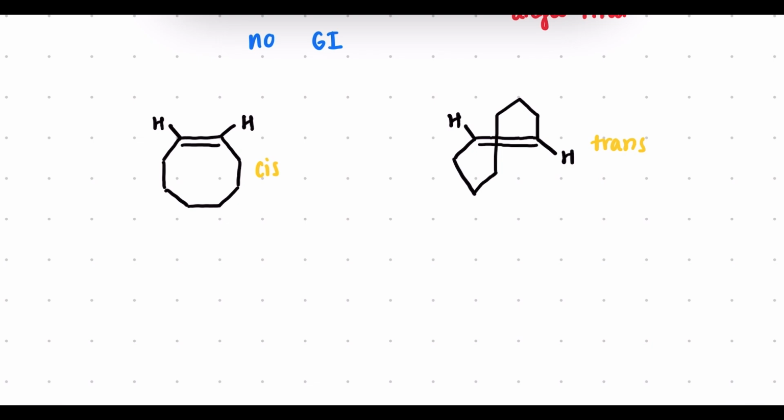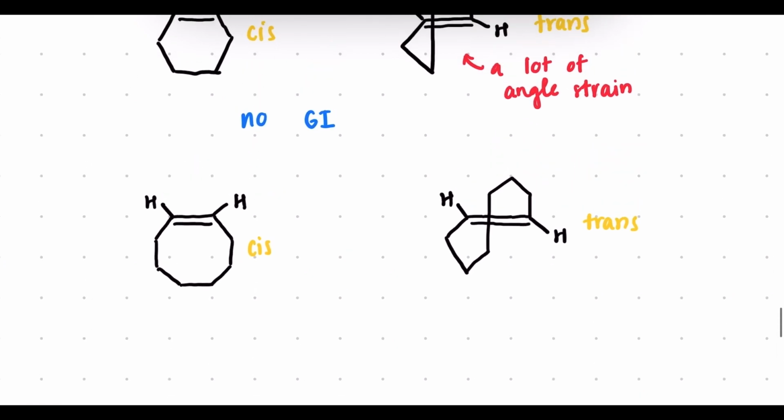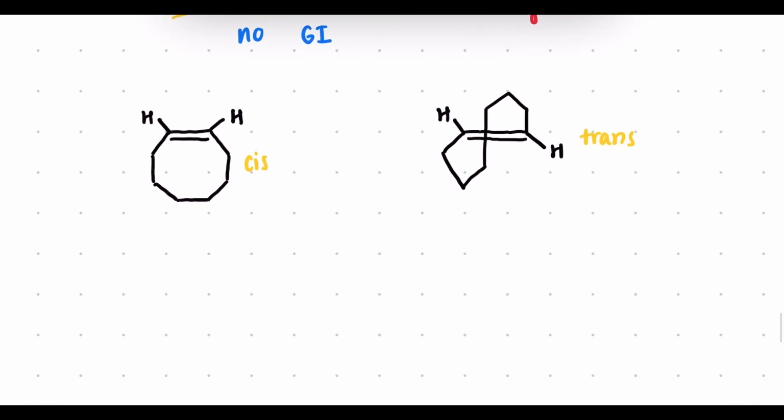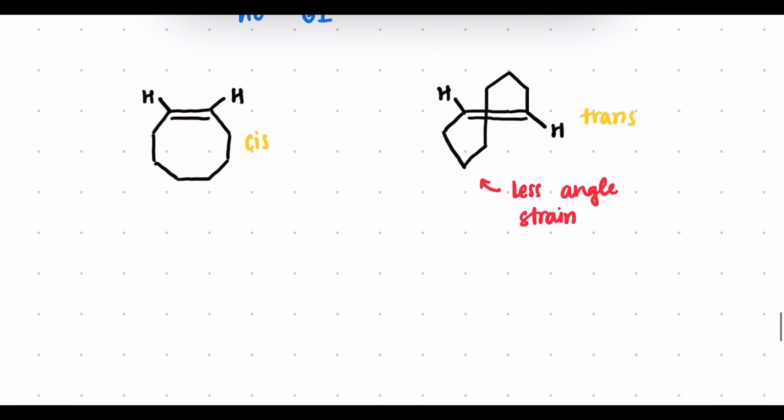So one thing that you want to remember is that as the number of carbons increases in the cyclic compound, the less angle strain there will be in the cis-trans isomerism thing. So here, when there's 6 carbons, we have a lot of angle strain. However, in this one, we have less angle strain, but it's not completely gone yet. There's still a little bit. So this is just a little less.